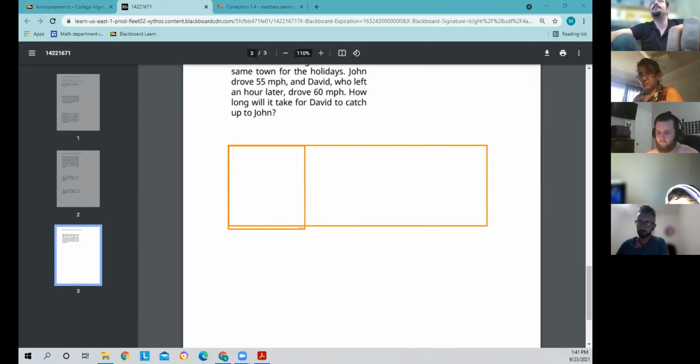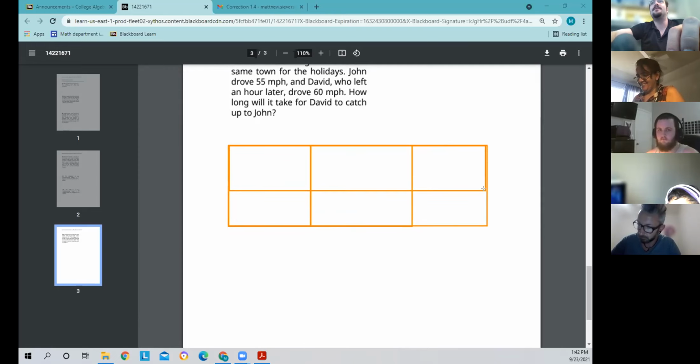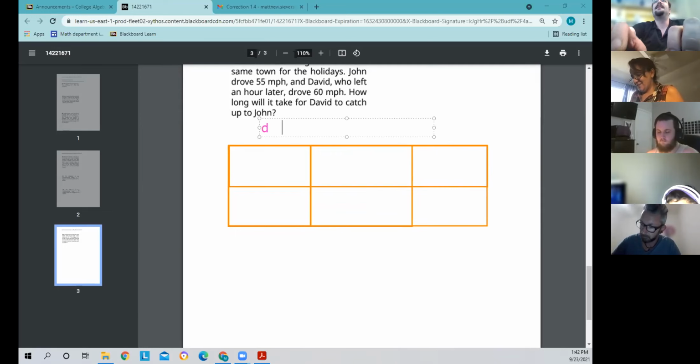Okay. What do you mean by box? If you do a box, it might help you to sort things out a little bit. Just draw boxes, by distance, like physics. Distance is equal to what times what?